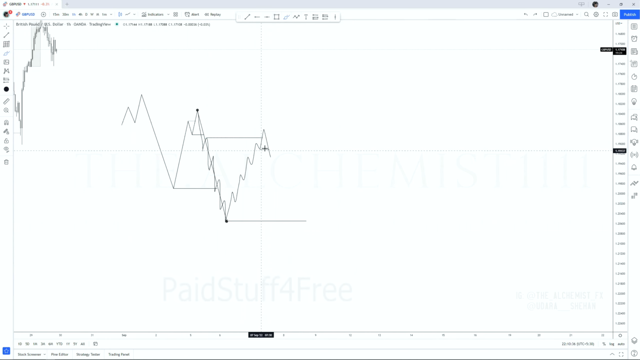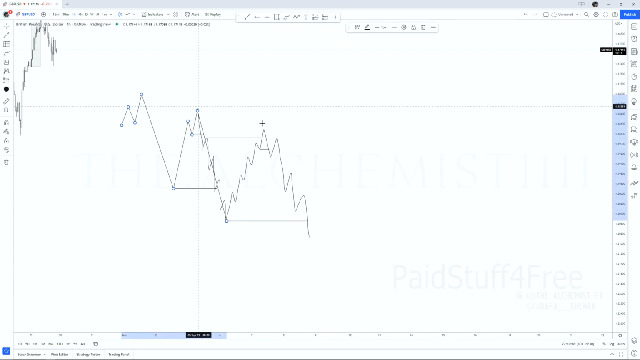So what is this? It's the range expansion, right? So then you might get this. And as soon as we get the body closing below the previous range's low, then we know that this right here will be the high of the next trading range.